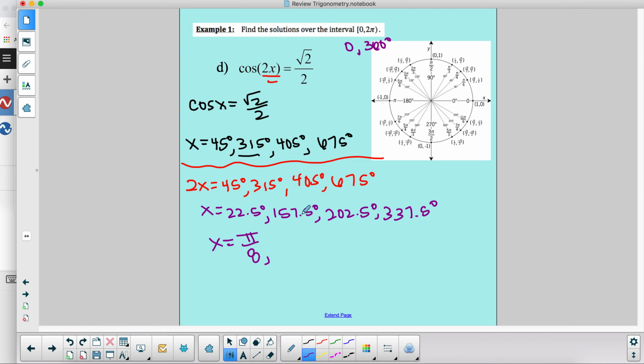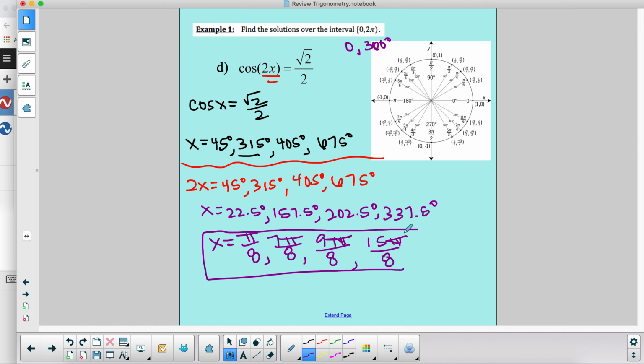And then I could do the same thing with this one. Put it in, divide it by 180, and then go math frac. In that case, I will get 7 pi over 8. If I do the next one, I would get 9 pi over 8. And lastly, I'd have 15 pi over 8. Those are all of my solutions, and they are all between 0 and 2 pi.